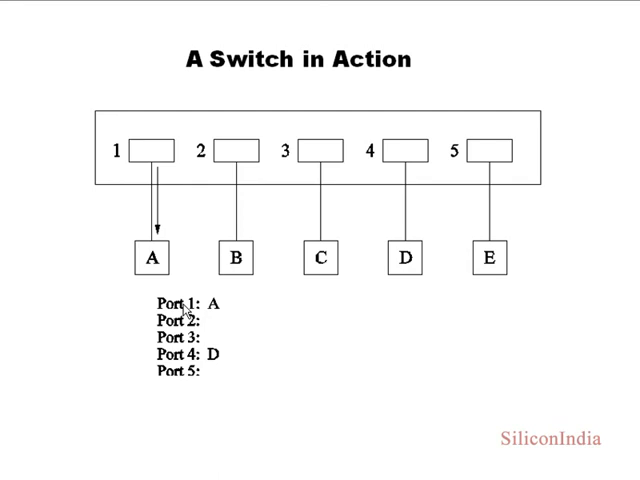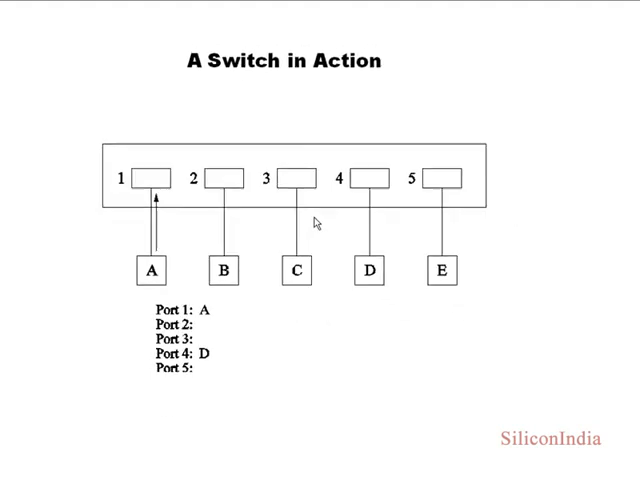So the switch knows that if you want to reach MAC address A, it has to go via port 1. So it just sends that information only to port 1, not to all other ports. That's the main intelligence the switch has when compared to the hub. So there is no chance of collision happening, and you are using the bandwidth in a more effective way when compared to the hub.